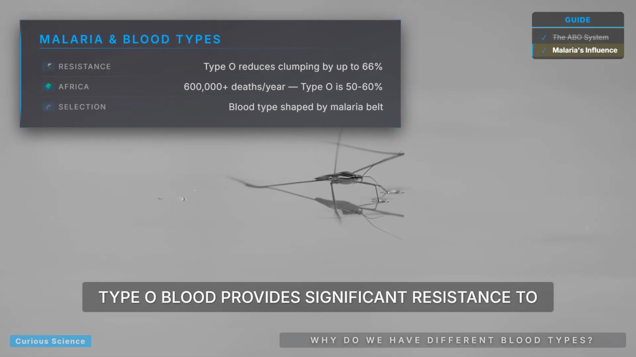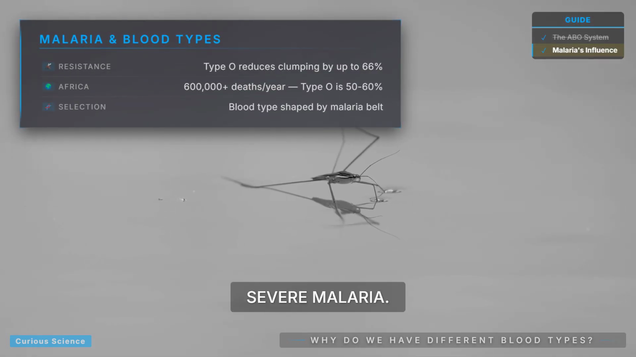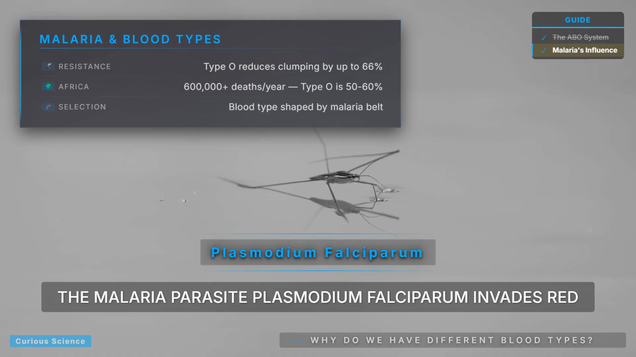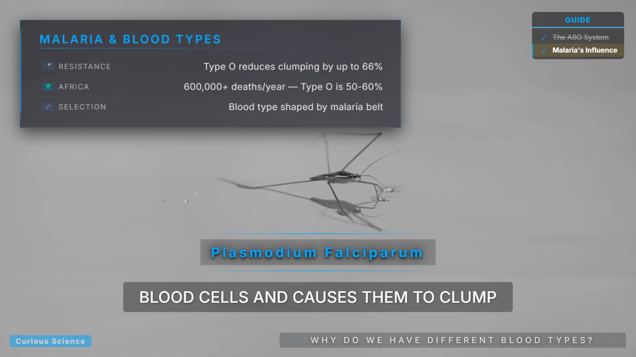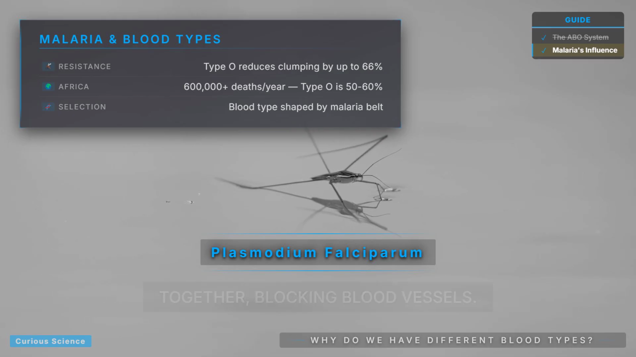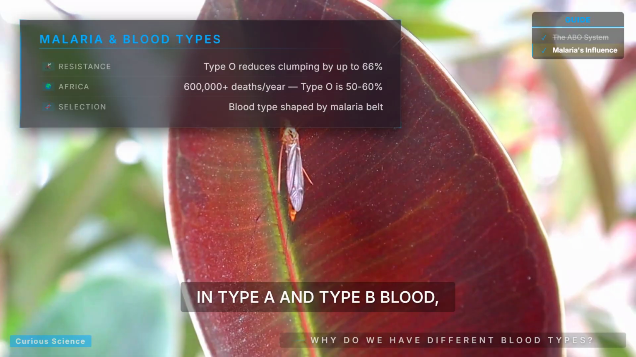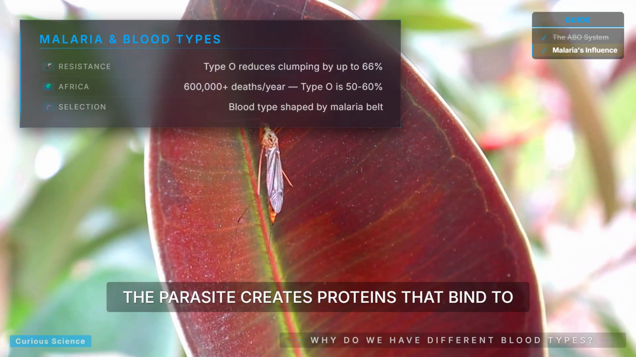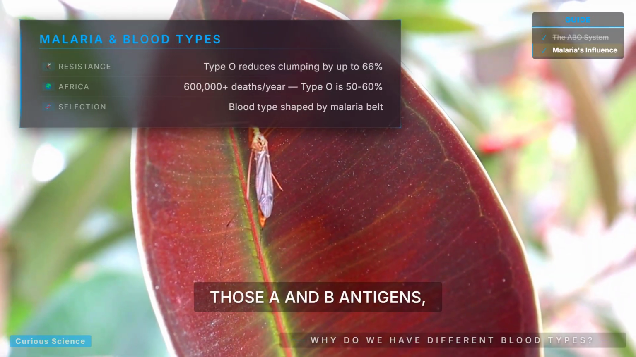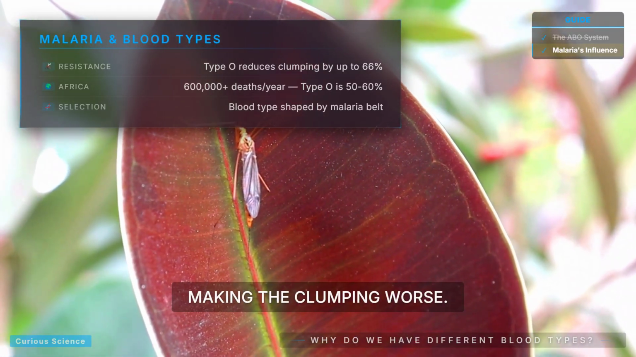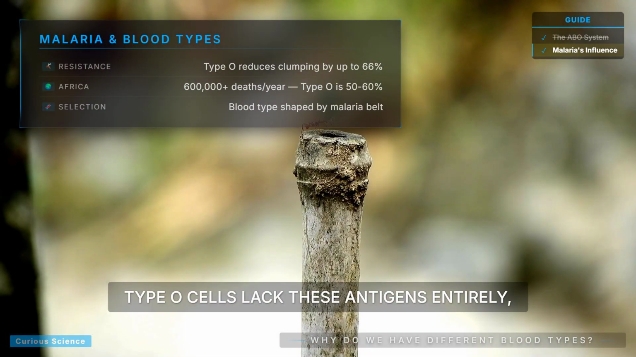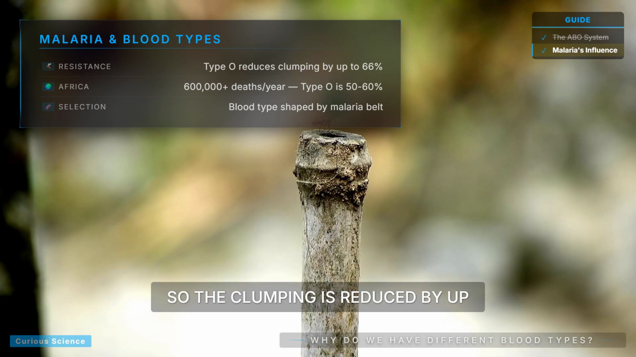Type O blood provides significant resistance to severe malaria. The malaria parasite Plasmodium falciparum invades red blood cells and causes them to clump together, blocking blood vessels. In type A and type B blood, the parasite creates proteins that bind to those A and B antigens, making the clumping worse. Type O cells lack these antigens entirely, so the clumping is reduced by up to 66%.